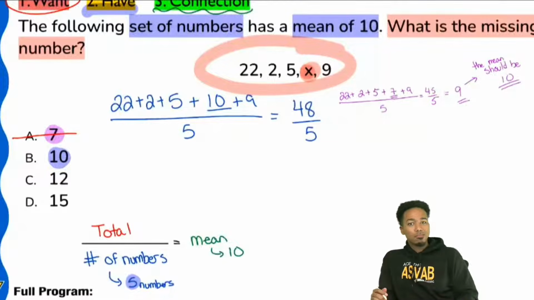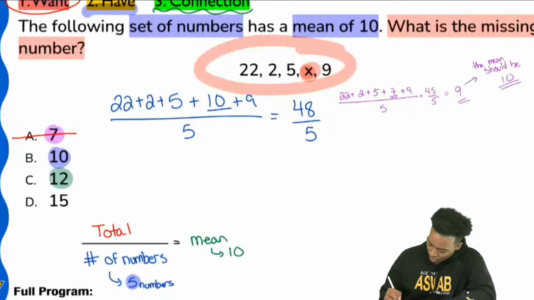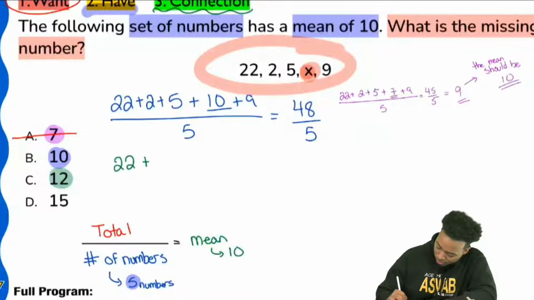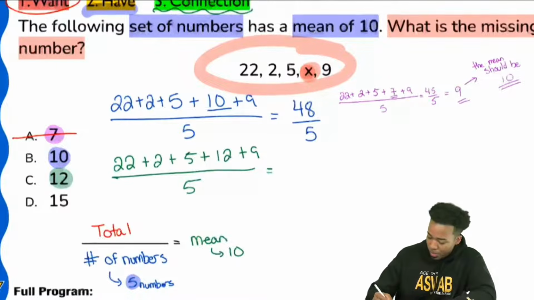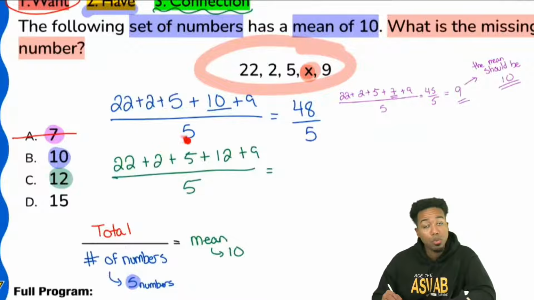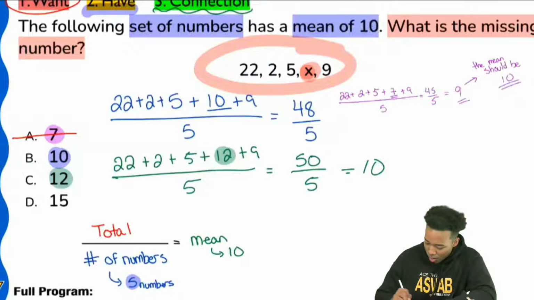Let's go ahead and plug it in. Got nothing else to do today, right? So let's try out that 12. We got 22 plus 2 plus 5 plus 12 plus 9. Divide that by 5. Let's see what happens. 22 plus 2 is 24, plus 5 is 29. 29 plus 12 is 41. 41 plus 9, that's 50. 50 divided by 5, what is that, everybody? Yeah, boom. That's it right there. 12 works, and that's why 12 is the correct answer.